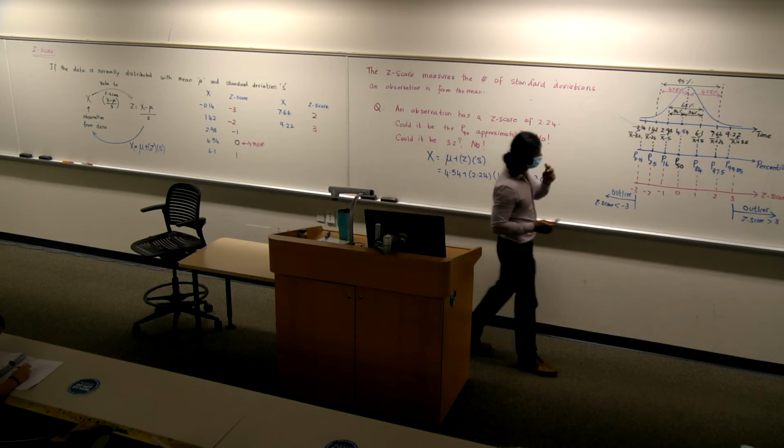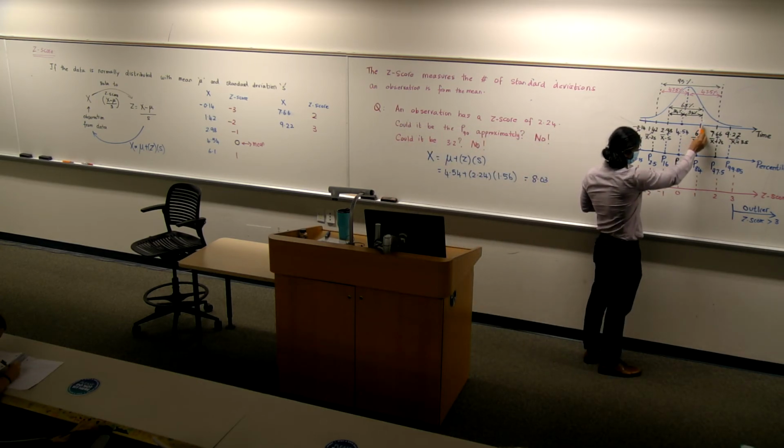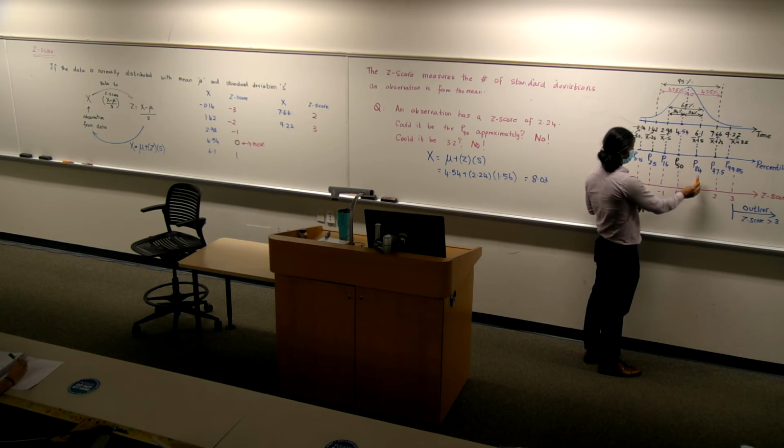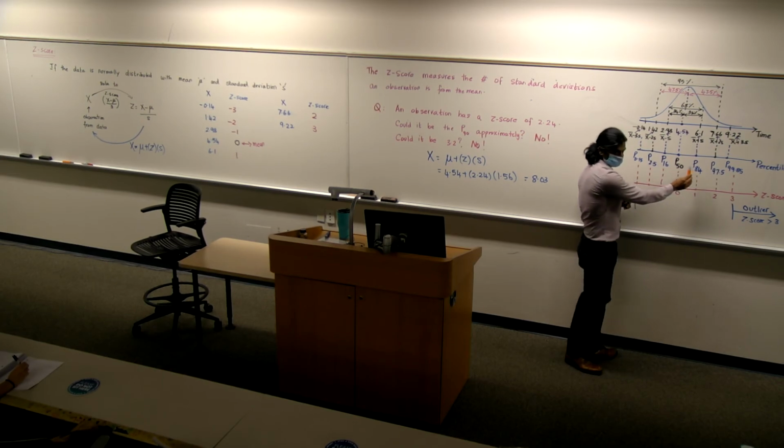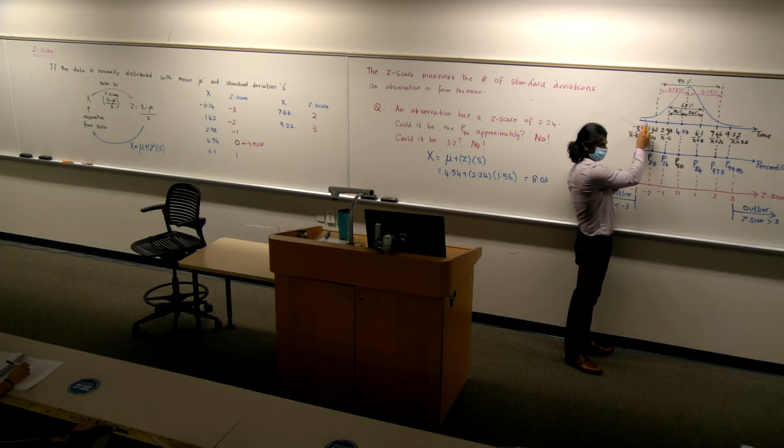Could the number 7.1 be an outlier? No. 7.1 is right here, not an outlier. Could the number 1.2 be an outlier? 1.2 hours spent per day on the phone, not an outlier.